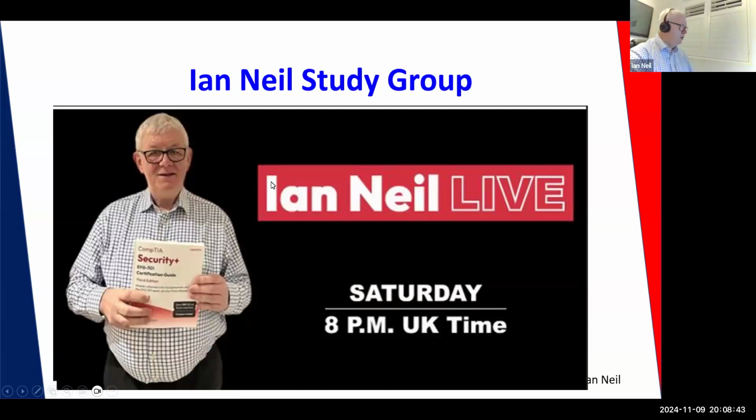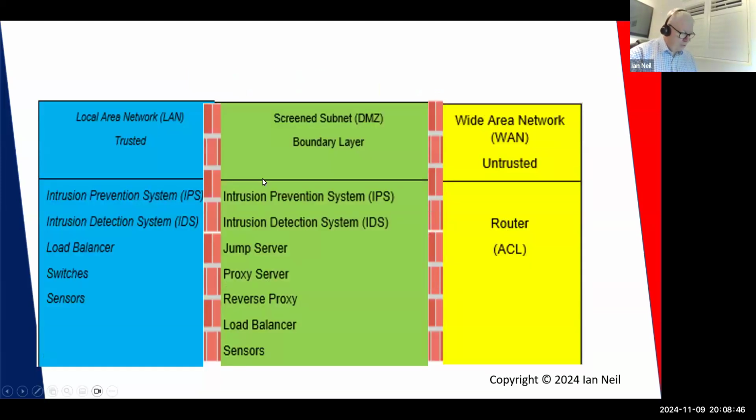What we're going to look at today is network security. I've got a diagram here of three network areas. The first one is known as a wide area network, and this is untrusted. We would normally have an internet web server sitting out here. Then we've got the DMZ, which is a screened subnet. This is a boundary layer that the company owns. We have this layer so we can allow untrusted devices to connect.